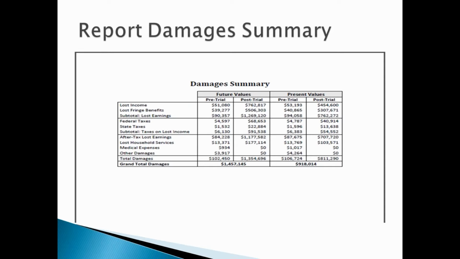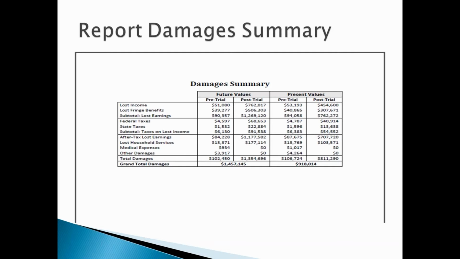You get a report damages summary, the future values, complete with the future values that are projected out, brought back to present value both on a pretrial and post-trial basis. And at the very bottom, you can see we've got the grand total damages of the future value and what it is as the valuation date. In this case, we had grand total damages of Ms. Garcia of $1,457,000, but the present value of that is brought back to $918,014.